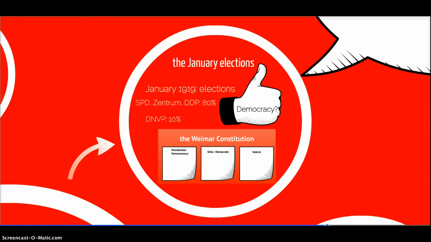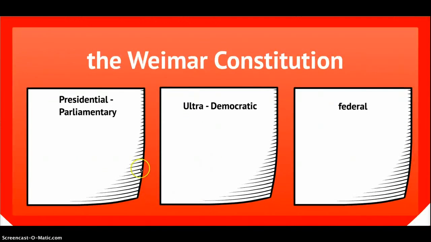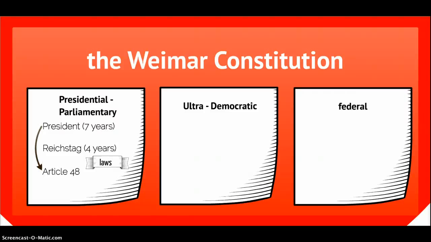Let's look briefly at the Weimar Constitution. It's a presidential parliamentary constitution. It's a mixture of an American-style presidential democracy with a British-style parliamentary democracy. So the president is the head of state. He's effectively replaced the Kaiser in that position, and he's going to be voted for every 7 years. The Reichstag is going to be voted for every 4 years, by proportional representation. The Reichstag is the main lawmaking body. The president has something called Article 48 powers.